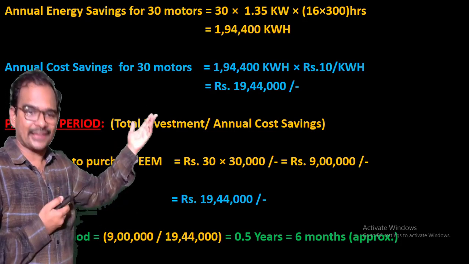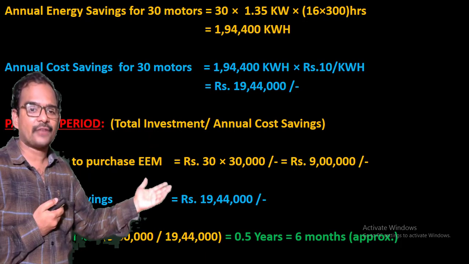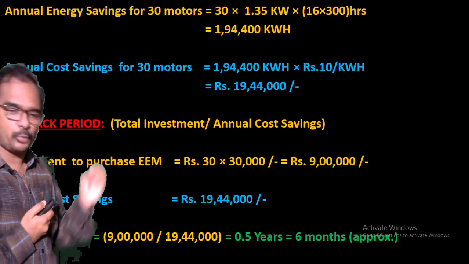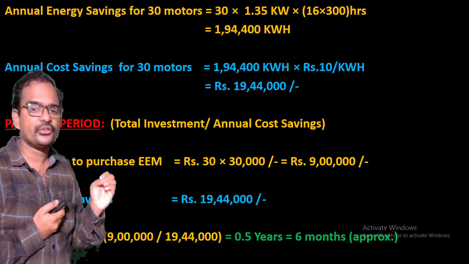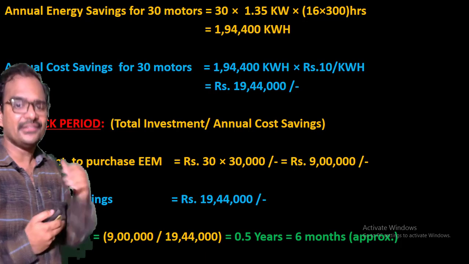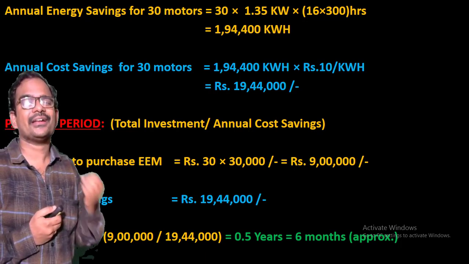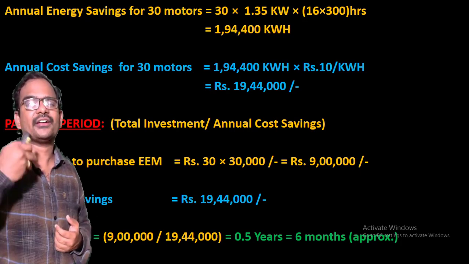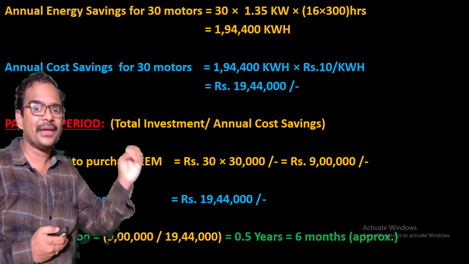So what is the payback period? Total investment is 9 lakhs, and the total cost savings is 19,44,000. So it will be approximately 0.5 years. It's 0.46, and you can approximate it to 0.46 years. 0.46 years means 6 months. Within 6 months you will get back your investment, and after that whatever saving you are getting on the motors is a complete profit. So by using these energy efficient motors, this is a major advantage.